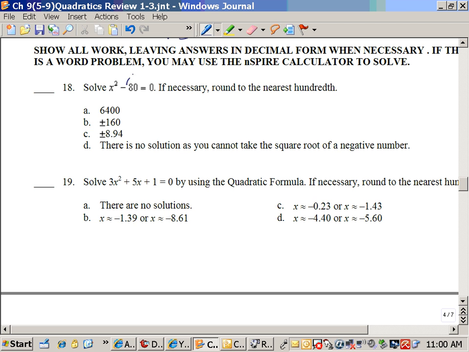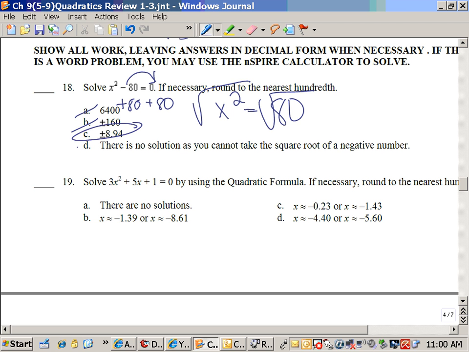I have to take the negative 80 and do what? Add 80 to the other side. X squared equals 80. Take the square root, and using your calculator, you should get 2 different answers. Now, A and B, I know those are wrong by looking. It's got to be C, and it can't be D, so C.